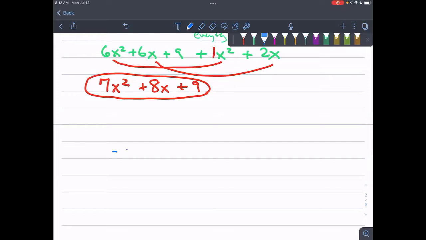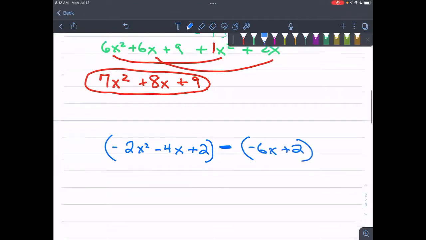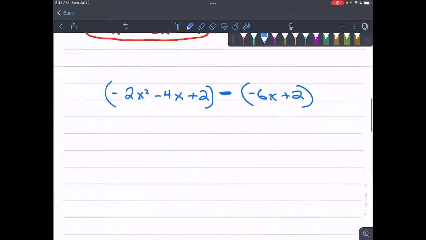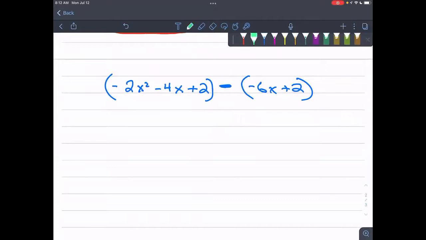The ones where people do tend to make errors on these are the subtraction ones. So negative 2x squared minus 4x plus 2, and then we've got a minus in the middle, and then negative 6x plus 2. So make sure you notice that you've got a minus in the middle.